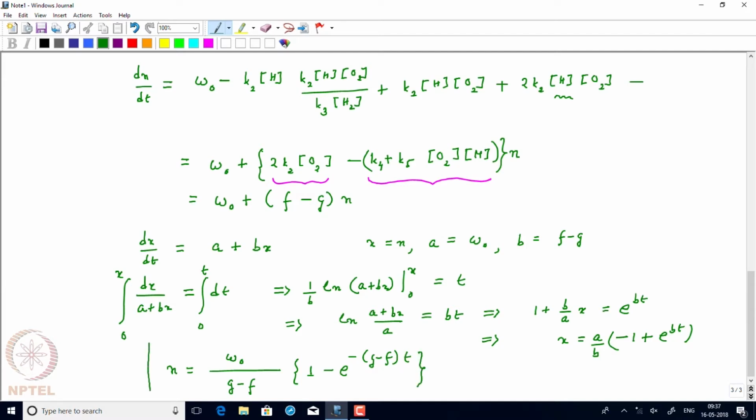So that will be the final form of this final solution of this differential equation. So then this will be true if actually g is greater than f. Now when g is greater than f, we can actually figure this out.